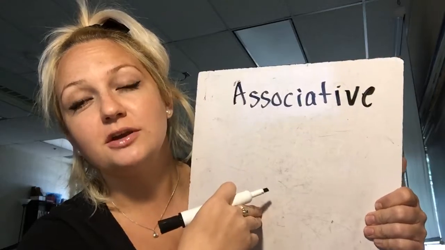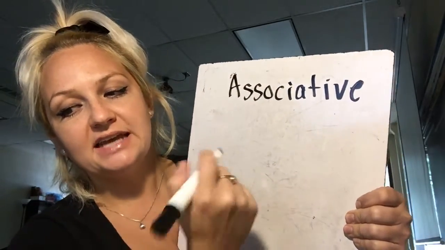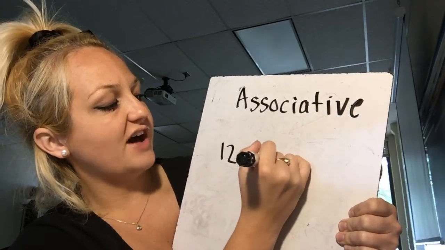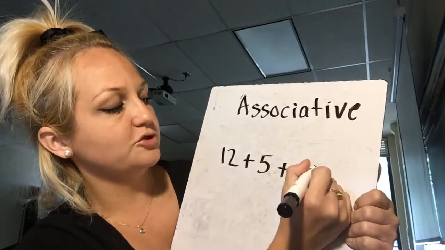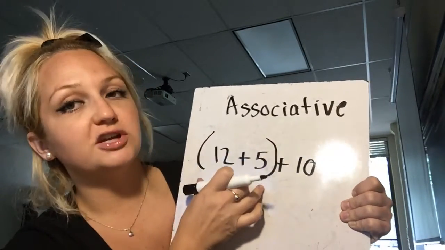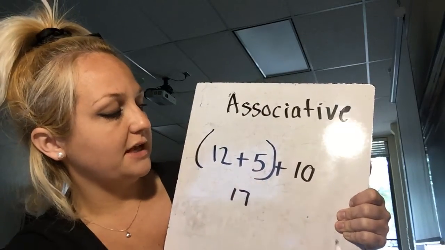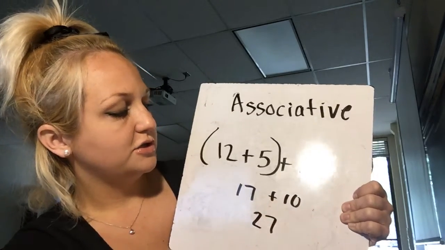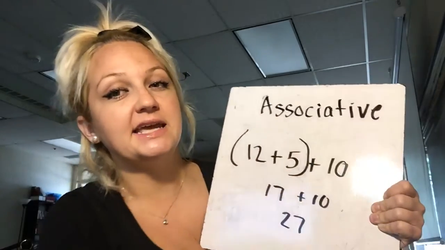So it's similar to the commutative property, only it deals with grouping. So let's say I have 12 plus 5 plus 10. Okay, 12 plus 5 plus 10. I'm going to do these first. I'm going to put those in a group. So what's 12 plus 5? 17. 17 plus 10 is 27.